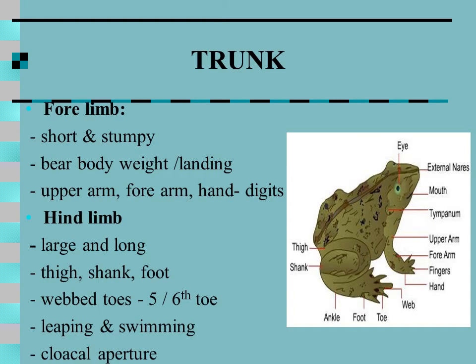Then between the hind limbs, in the center, there is the cloacal aperture. This cloacal opening is useful for digestion, excretion as well as the reproductive system. It is a common opening for digestion, excretion as well as reproduction. Fine.